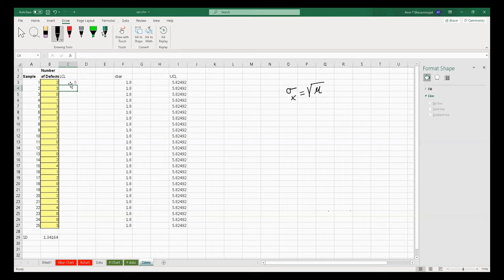Wait, sorry, Amir, did you just type in the zero, or what did you do? Yes, I typed zero. I overwrote the calculation. Oh, okay. I was just wondering why it was red. It's okay.